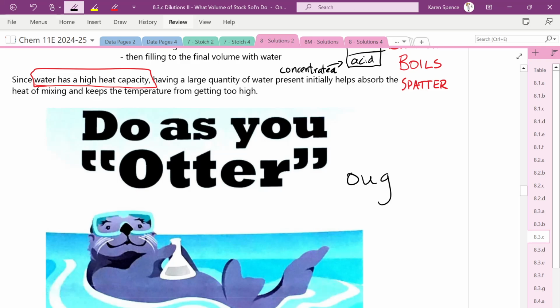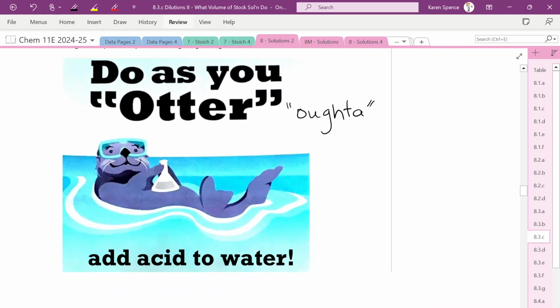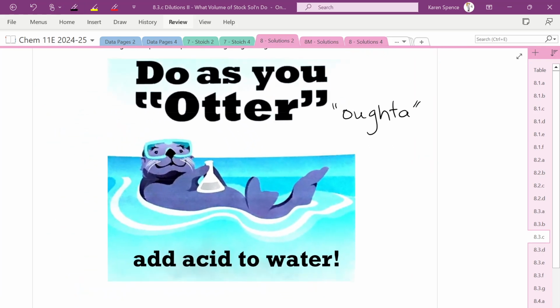Do as you oughta. Add acid to water. It's better if you do it with a New York accent. Because then I'd actually say, do as you oughta, add acid to water. And can you believe I found a little picture of an actual otter with little safety goggles on holding an Erlenmeyer flask? How cute is that?